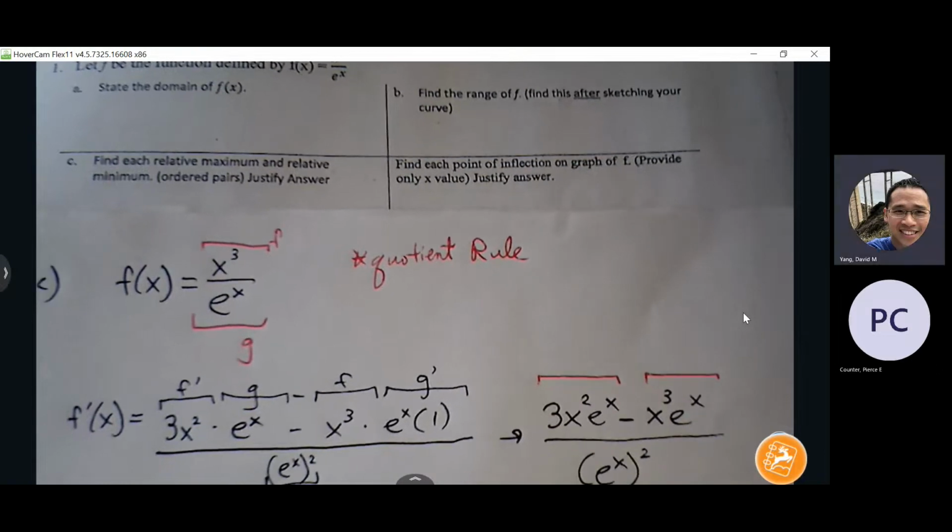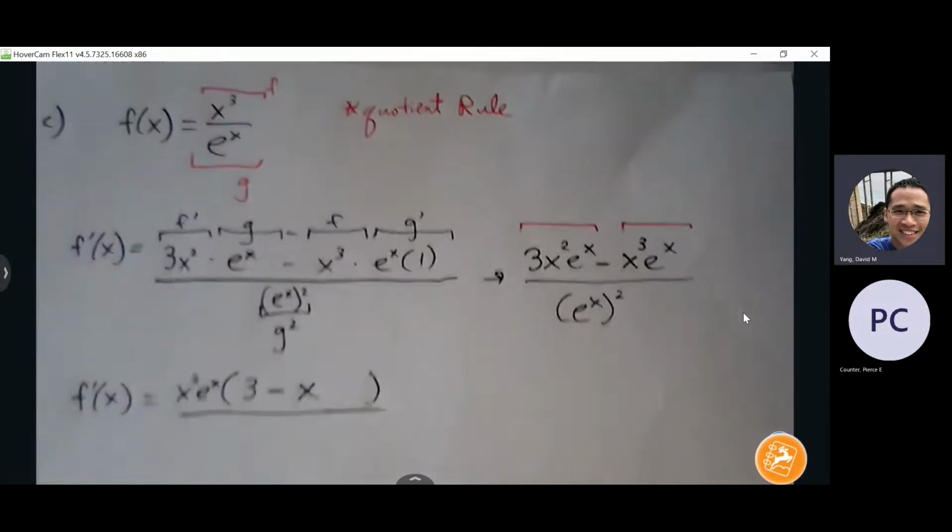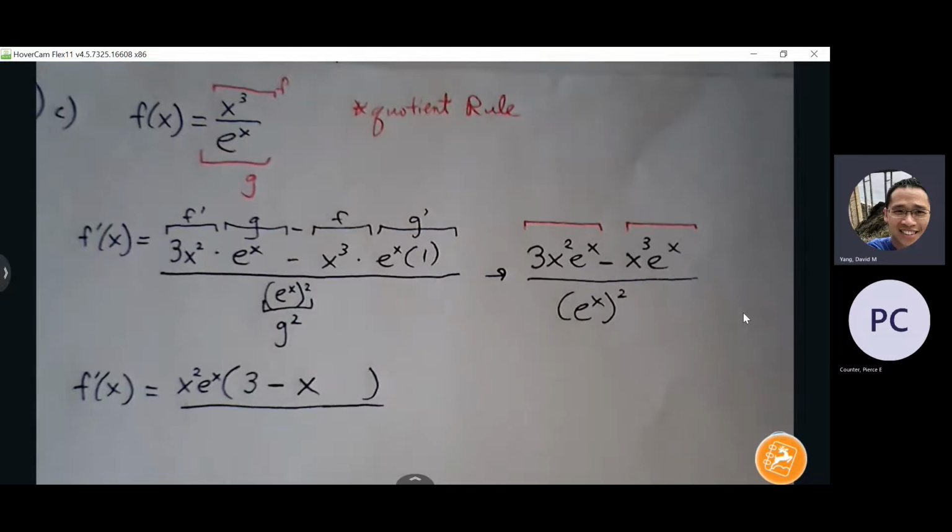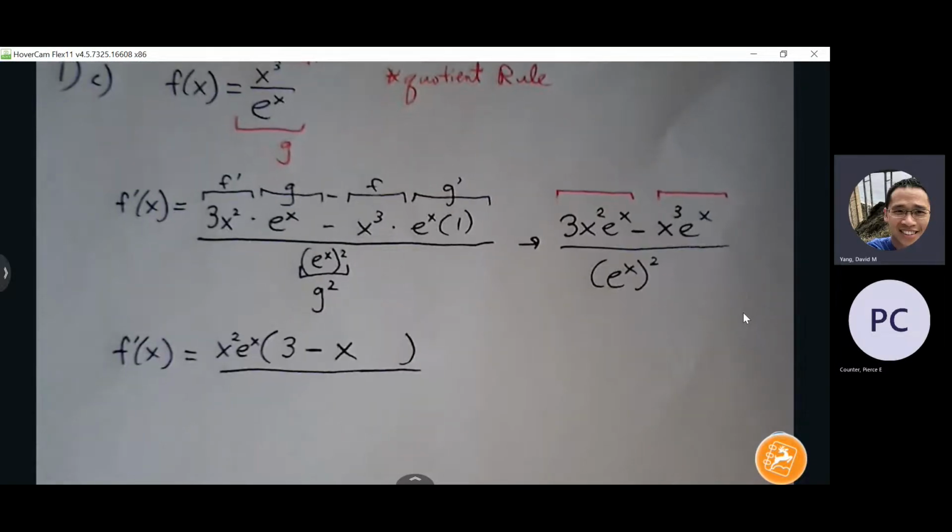So we're just starting with a function here, trying to find relative max, relative min. So we're going through the first derivative, then trying to find our critical points.